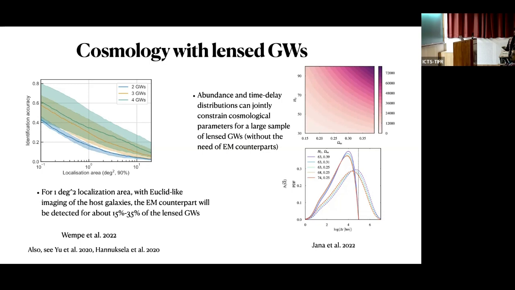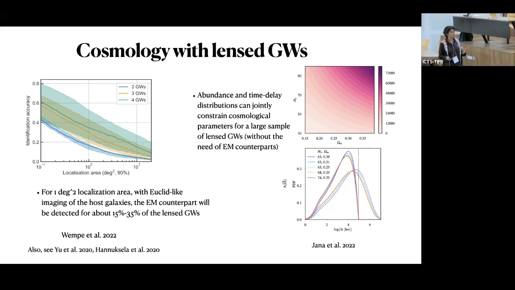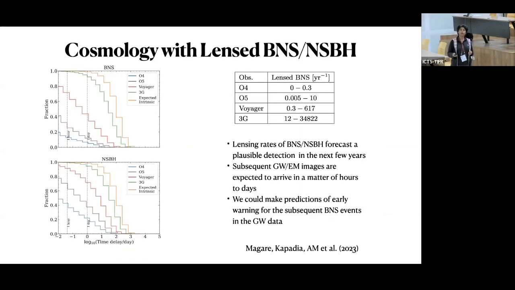Another very quick result I wanted to point out is that a few studies have also identified that without actually using the EM counterparts, we can again do this statistically, by looking at the joint information of time delay distributions and the abundances of lensed events to get constraints on cosmological parameters.